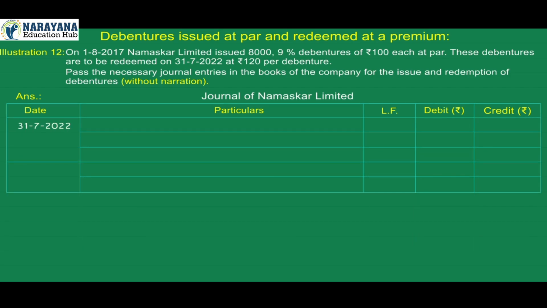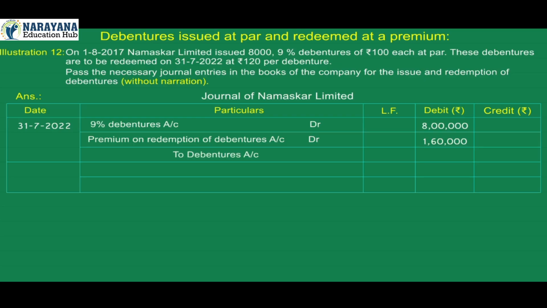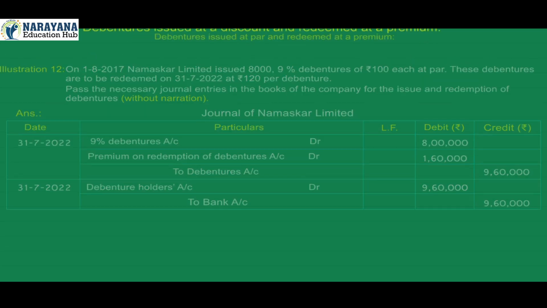31st July 2022. 9% debentures account debit 8 lakh, premium on redemption of debentures account debit 1,60,000, to debenture holders account credit 9,60,000. 31st July 2022. Debenture holders account debit 9,60,000, to bank account credit 9,60,000.